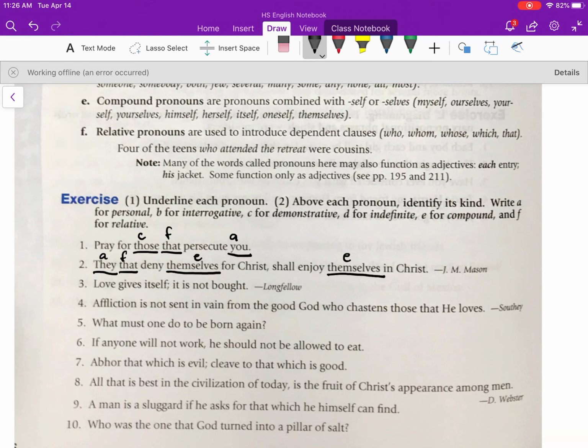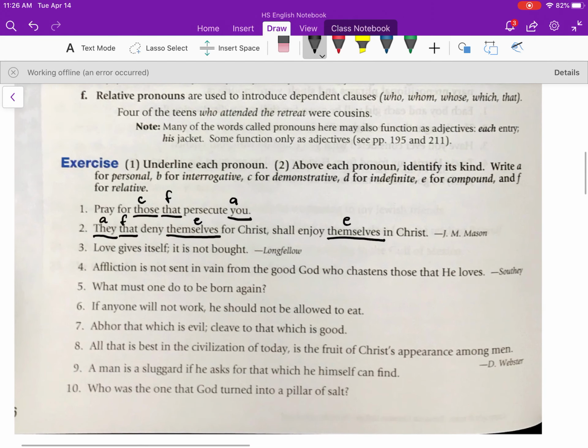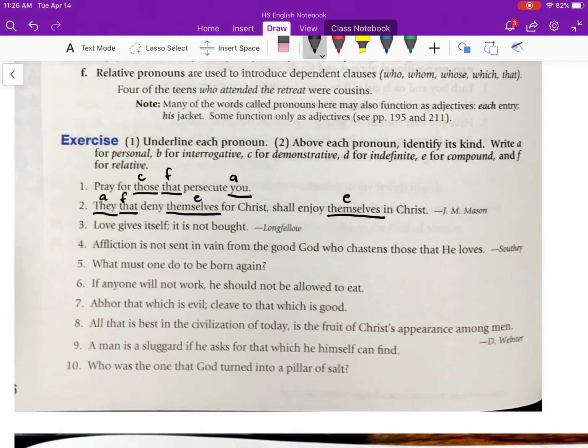And we should have labeled them A, F, E, and E. All right, let's do one more yet. Love gives itself, it is not bought. Okay, in this case, we have love gives itself, it is not bought.